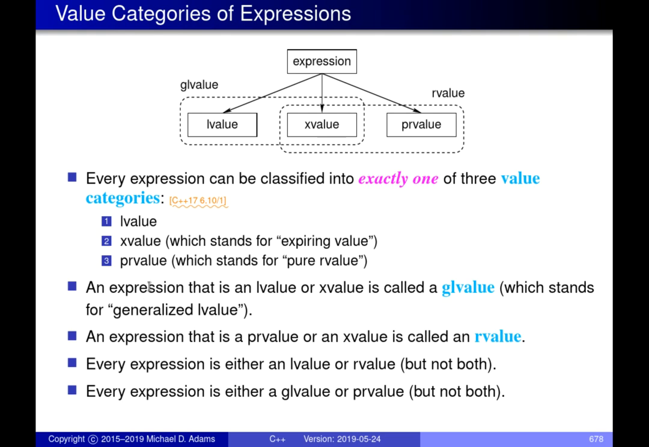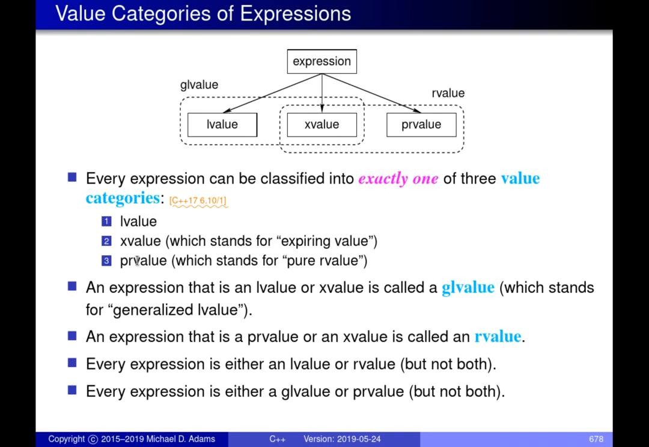And you can see there's some nice cryptic naming, right? There's L values, X values, and PR values. X value stands for expiring value. PR value stands for pure R value. The L in L value and R in R value historically had to do with left-hand side and right-hand side, but you can probably forget that I said that, because now there's not really any meaning attached to L and R anymore. Originally, when the terms were used way back, and this was inherited from C, they made more sense, but now they don't really make sense anymore.